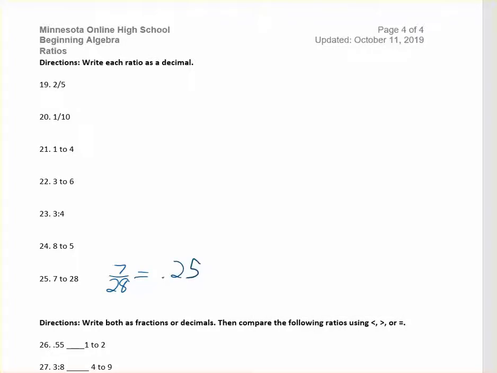Now, I'm writing 0.25. Some of you might say, wait, it's supposed to be .25. You can write these either way. Whichever you learned to write decimal numbers, just keep doing that. They're both correct.